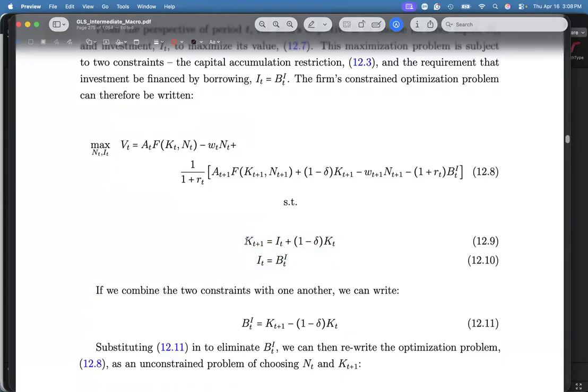So we know that A_{t+1} and R_t affect or control this. We're not changing R_t and we're not changing A_{t+1}. Therefore, this K_{t+1} will not change.